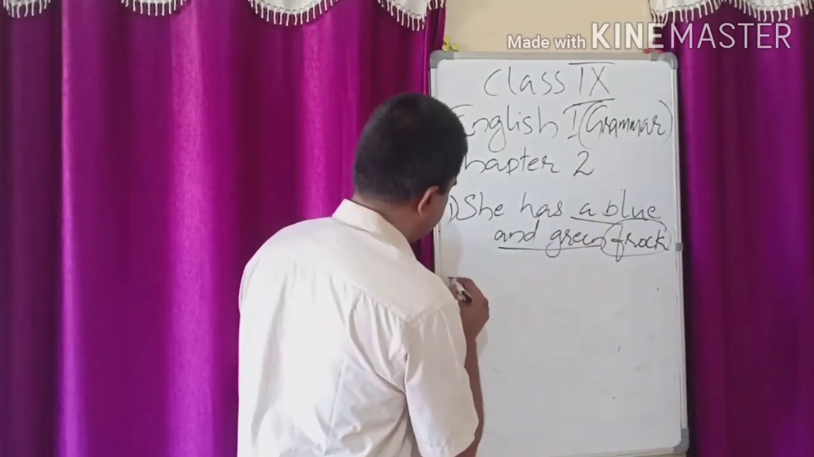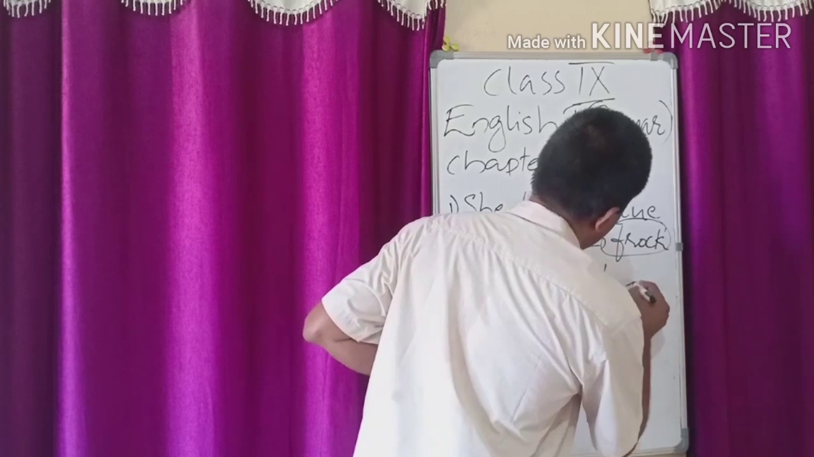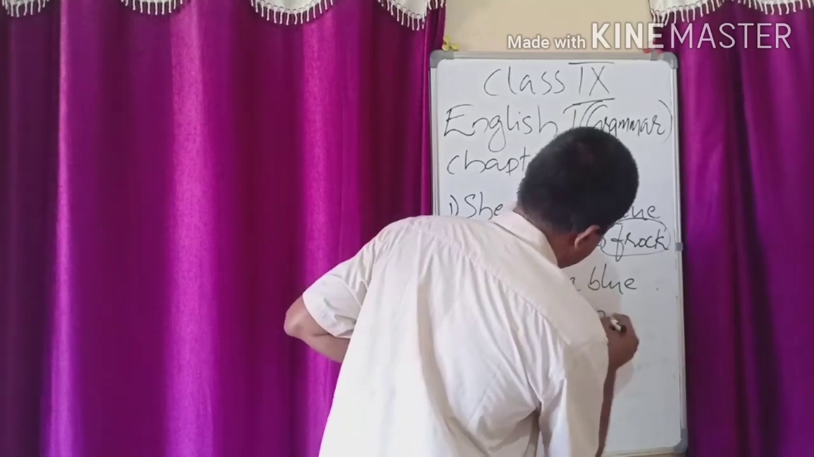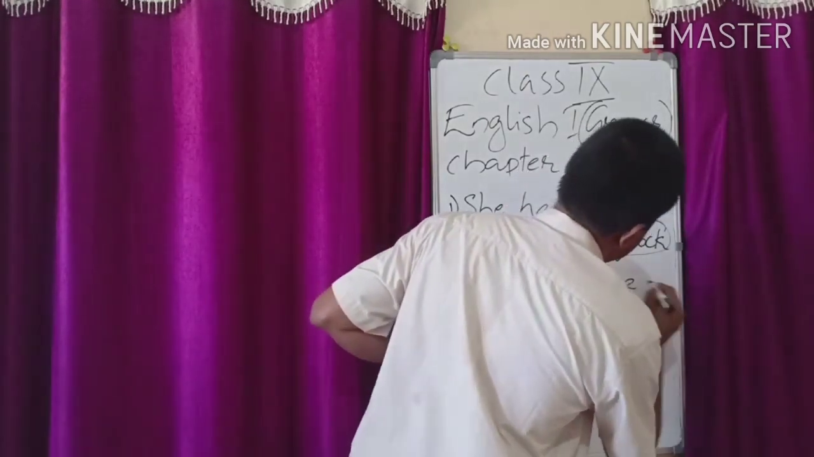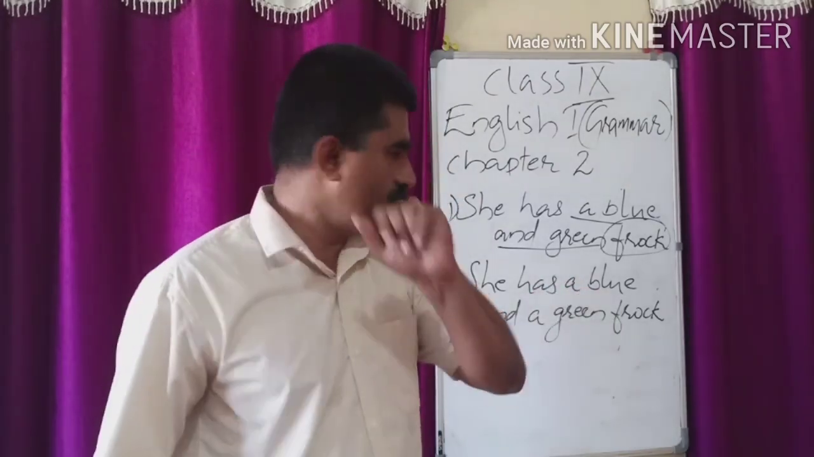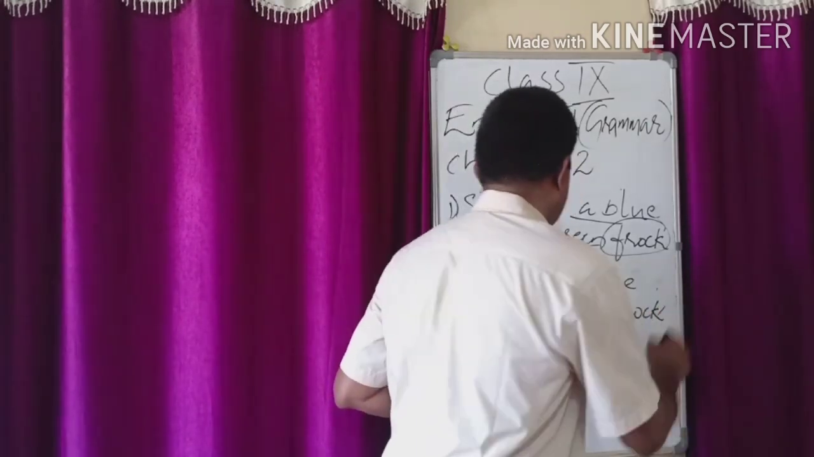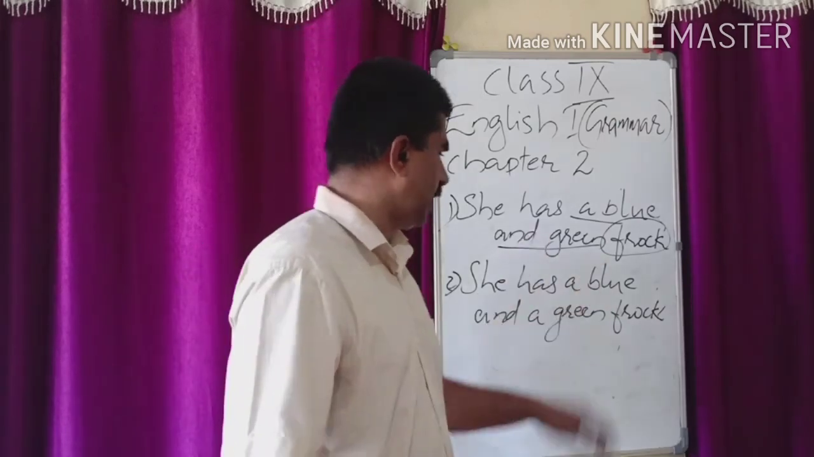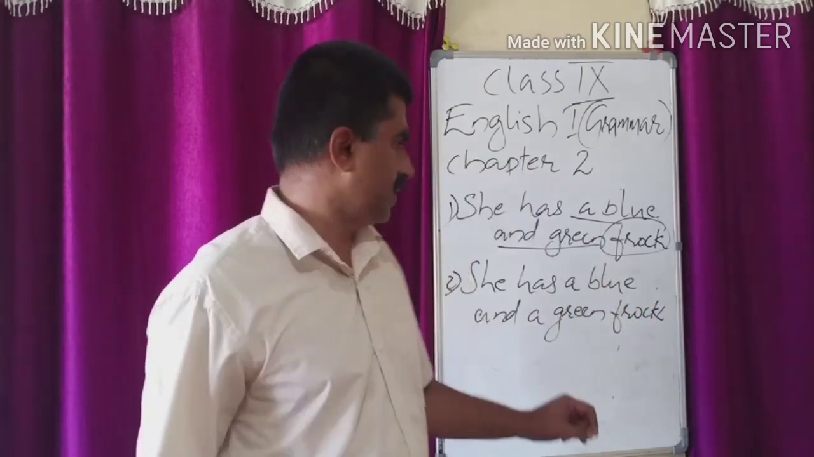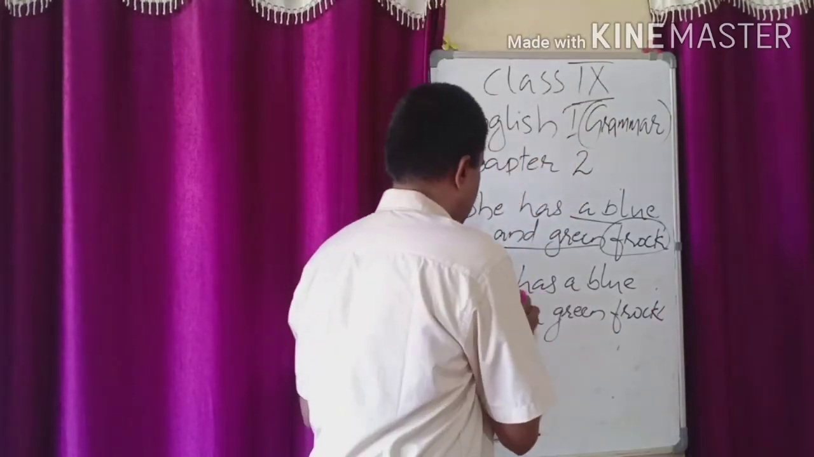Then another sentence: she has a blue and a green frock. The difference in this sentence is, she has two frocks. She has a blue frock and she has a green frock. So here it suggests two frocks are there. One is blue, another one is green. So this is another difference.